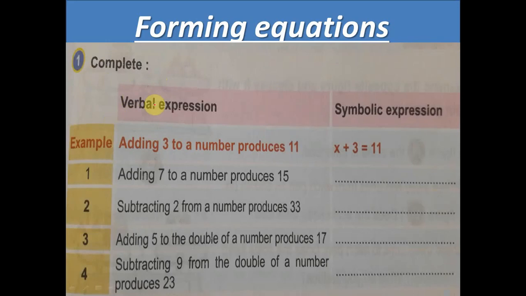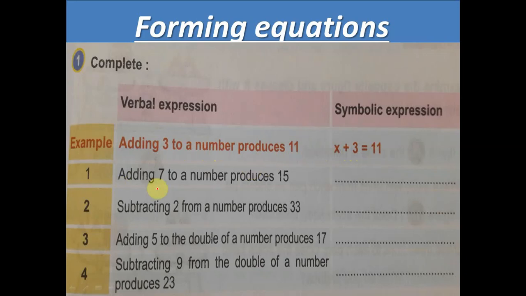Number 1: convert a variable expression to a simple expression. As an example, adding 3 to what? To a number produced 11. X plus 3 equals 11.